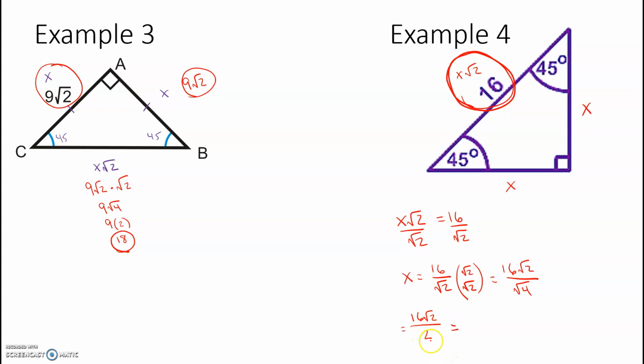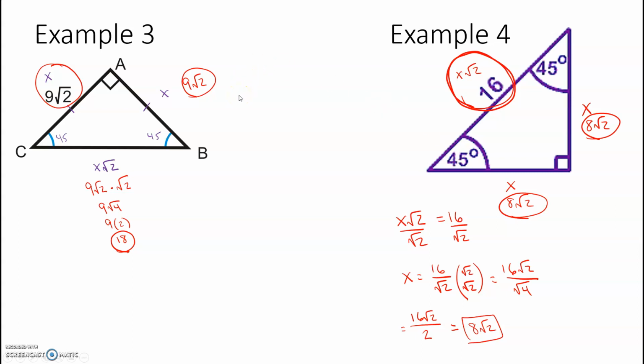And then 16 divided by 2 is 8 root 2. So we have 16 root 2's divided by 2 gives me 8 root 2's. And that's my value of x. X equals 8 root 2, which means this side is 8 root 2, and this side is 8 root 2. And we're done. So our side lengths, our legs are 8 root 2, and our hypotenuse is 16.